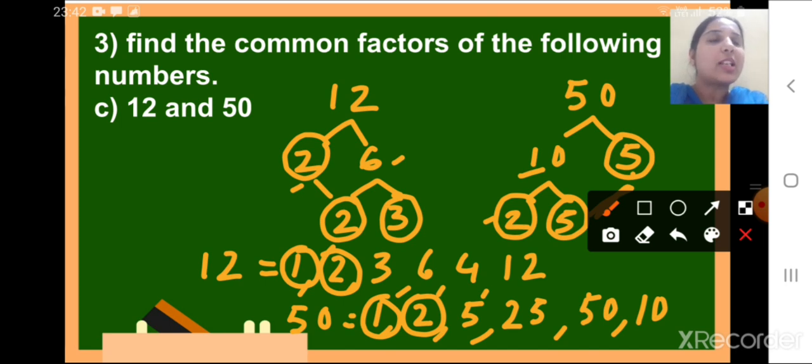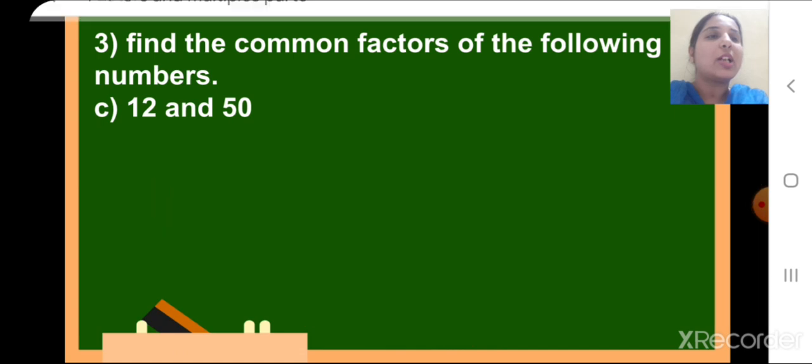Or simply you can say, because 1 is the common factor of every number, that the common factor of 12 and 50 is 2. Okay, so that is our answer. Got it, children? Now let's move to the next question.